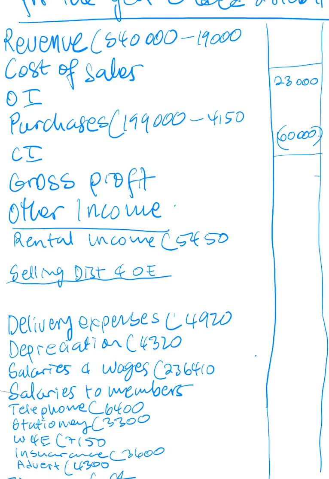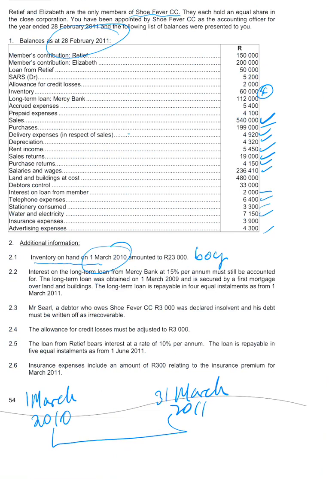Right, in case there are adjustments that we have to make. They are saying that interest on the long-term loan from Mercy Bank at 15% per annum must still be accounted for. The loan was obtained on 1 March 2009 and is secured by a first mortgage over land and buildings. The long-term loan is repayable in 4 equal installments from 1 March 2011, that is next year. So the interest on loan is 15%. It was received on 1 March 2009, that was before. So it was a full year.